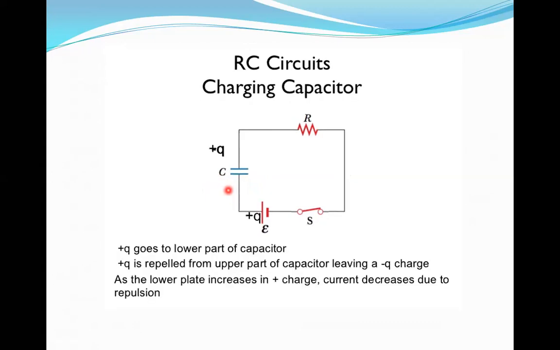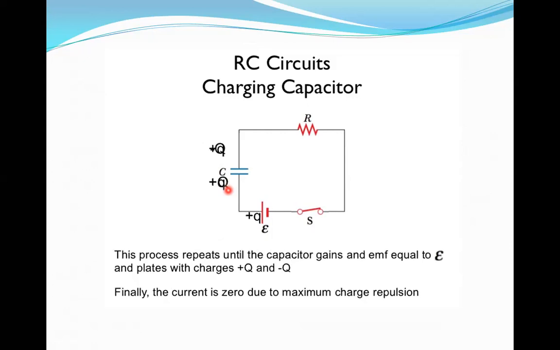Now you can see that in this circuit, plus Q goes to the lower plate, and plus Q is repelled from the upper plate of the capacitor, leaving a minus Q charge. As the lower plate increases in positive charge, the current decreases due to repulsion. This is how a back EMF is set up. This process repeats until the capacitor gains an EMF equal to E, with plates holding charges plus Q and minus Q.